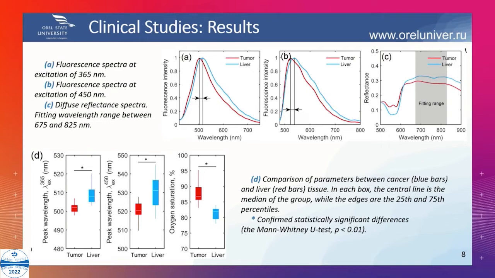The results of clinical studies are shown on this slide. The liver spectra experienced a redshift in wavelength, and the peaks of the tumor's fluorescence maximum differed from the peaks of intact liver. It can be caused by the increased presence of bile in the healthy tissue compared to the tumor.